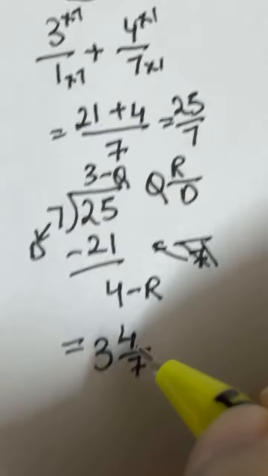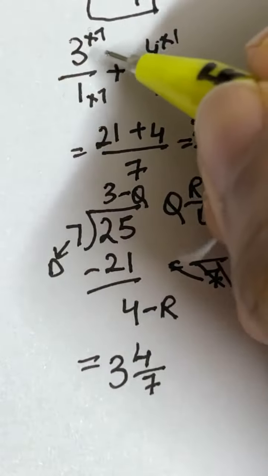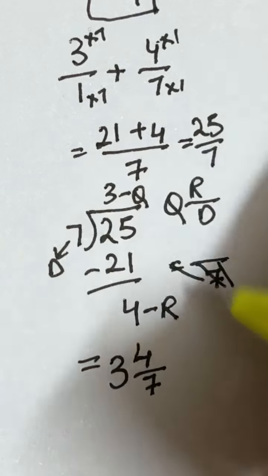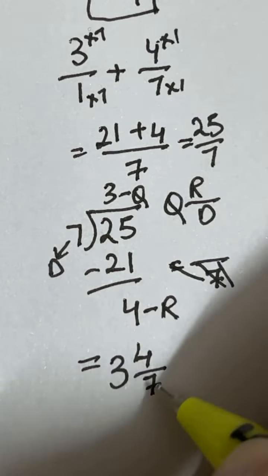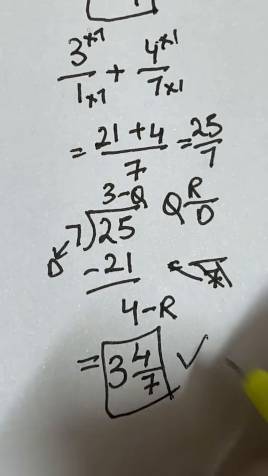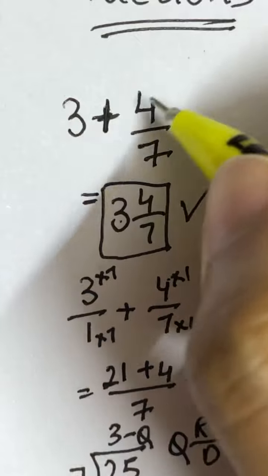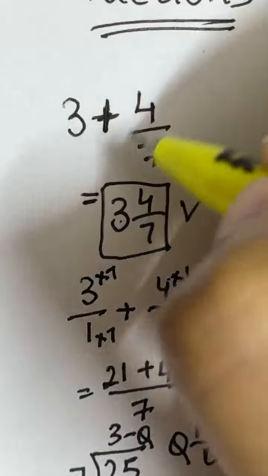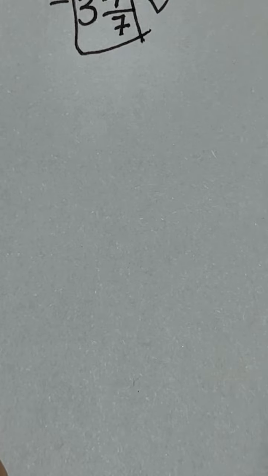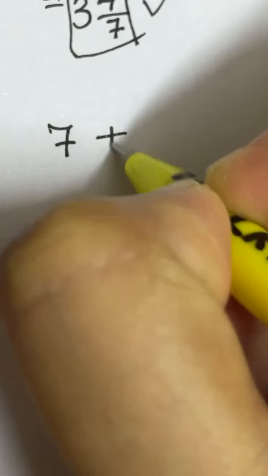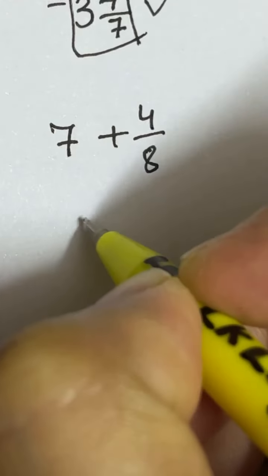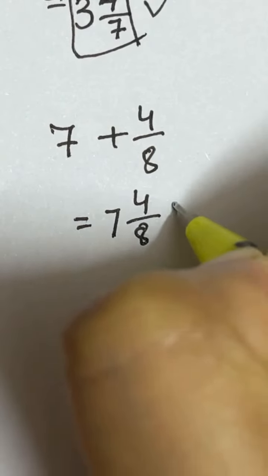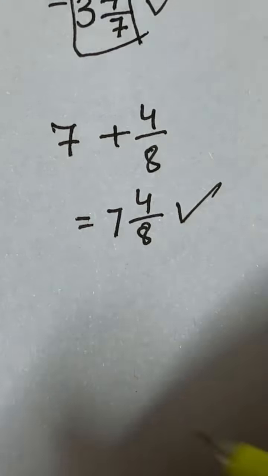This is how you usually do it in exams. You take the LCD, then you write down the QRD rule, and then you find the mixed fraction back as 3 and 4/7. But you can do it in one step. Just put the whole number and the fraction, and you're done. This is how you can do it. Okay, let's see another example. Instead of doing that whole long procedure, if you have 7 plus 4/8, your answer is just 7 and 4/8. You're done. It's as simple as that.